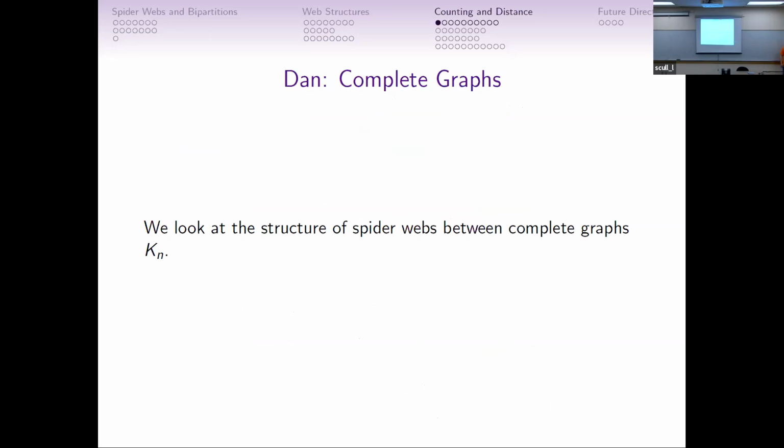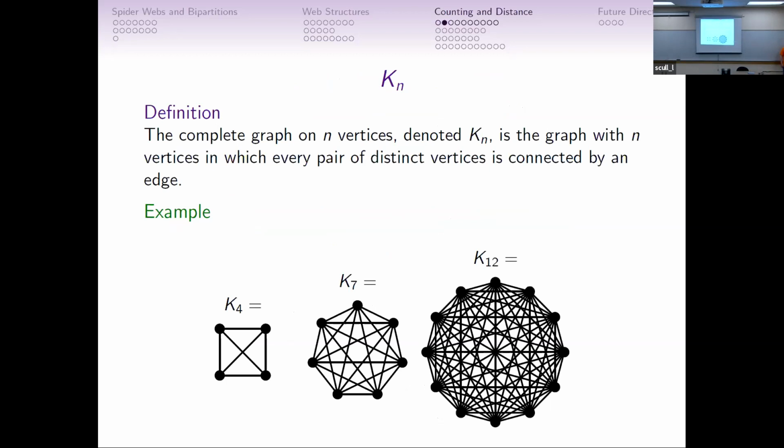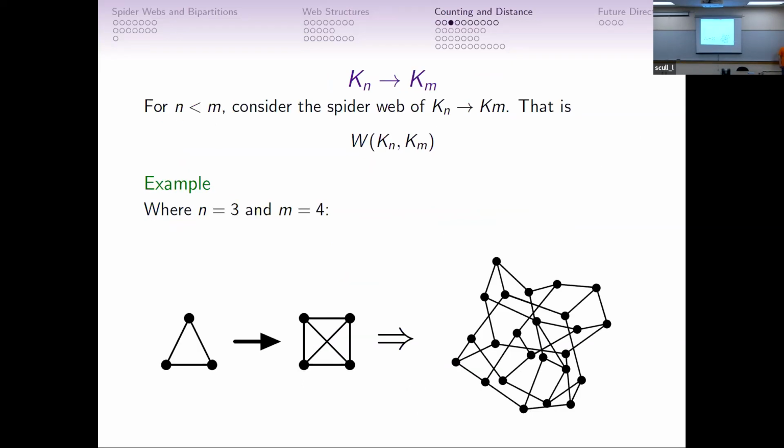Hello, I'm Dan. I looked at the complete graphs, which look like this. They're denoted with K_n. They were already mentioned by Kai. It's just n vertices that are each connected by an edge with no loops. Pretty straightforward. Here are some examples. And so I was looking at the spider web for a smaller complete graph into a larger complete graph. That is K_n into K_m, where n must strictly be less than m. For instance, here's an example for K_3 into K_4.